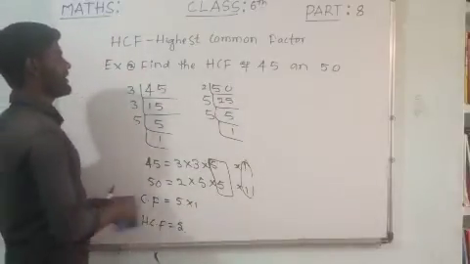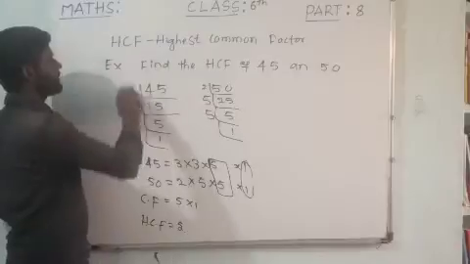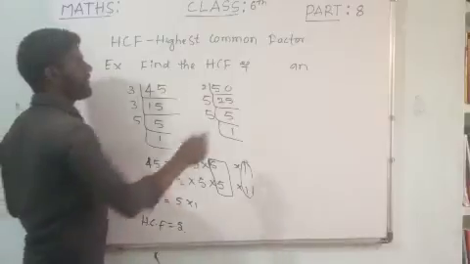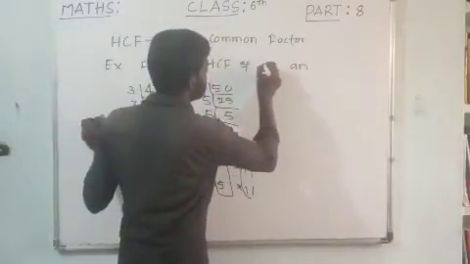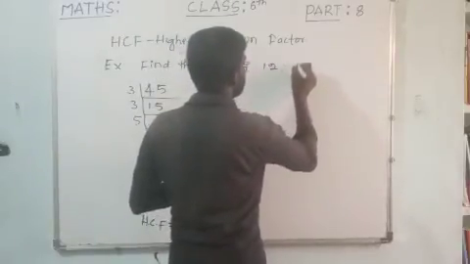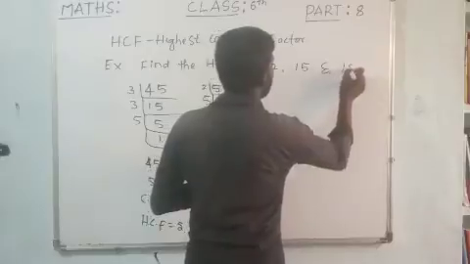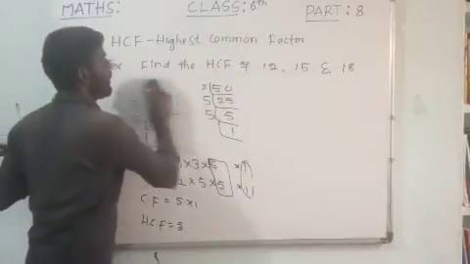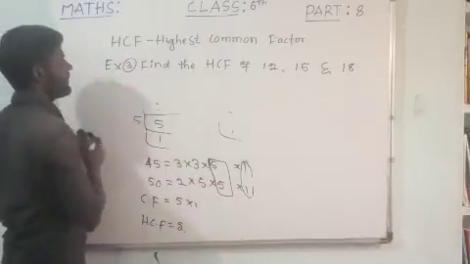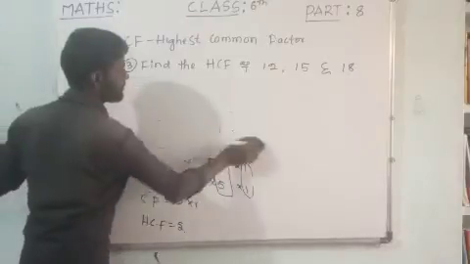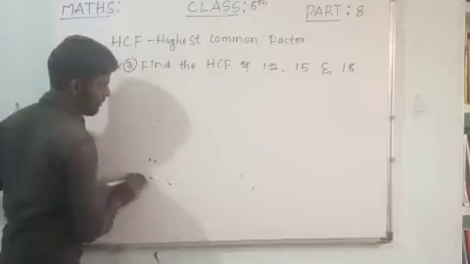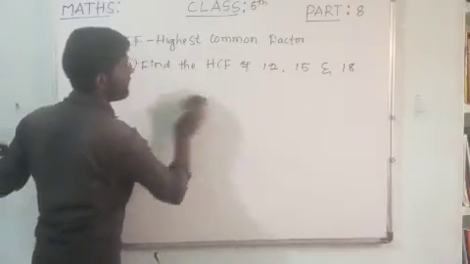Example 3. See, dear children. Example 3. Find the HCF of, suppose, 12, 15 and 18. They can give more than 2 numbers also. This is example 3, dear children. Same, by using the factorization method, solve that problem. You will get the HCF of all 3 numbers.